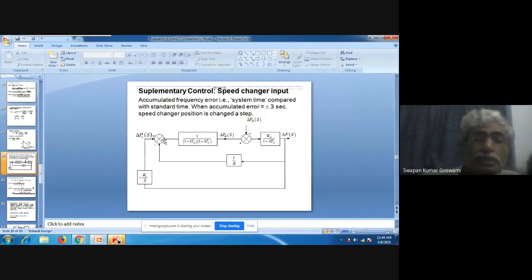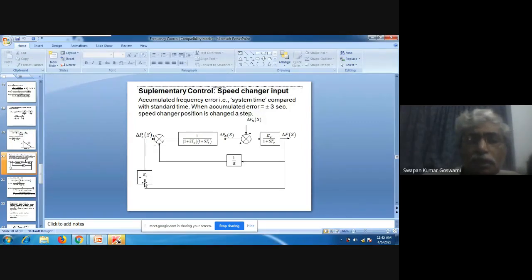That control is called the supplementary control or secondary control, and that has to be applied through the speed changer. So this is shown like this. You see that here it is shown to be minus Ki by s. Obviously, can anybody tell me what type of control it is showing here?